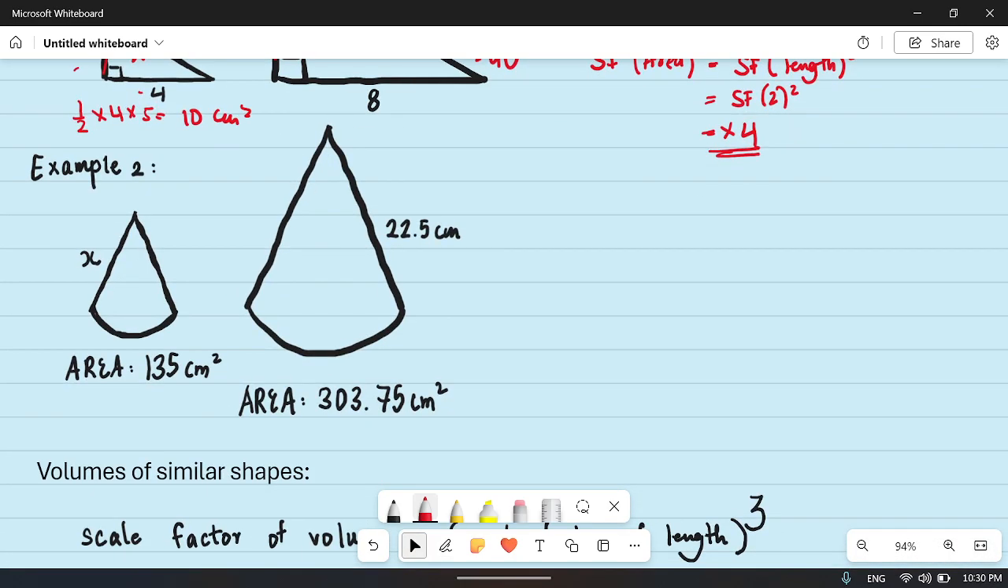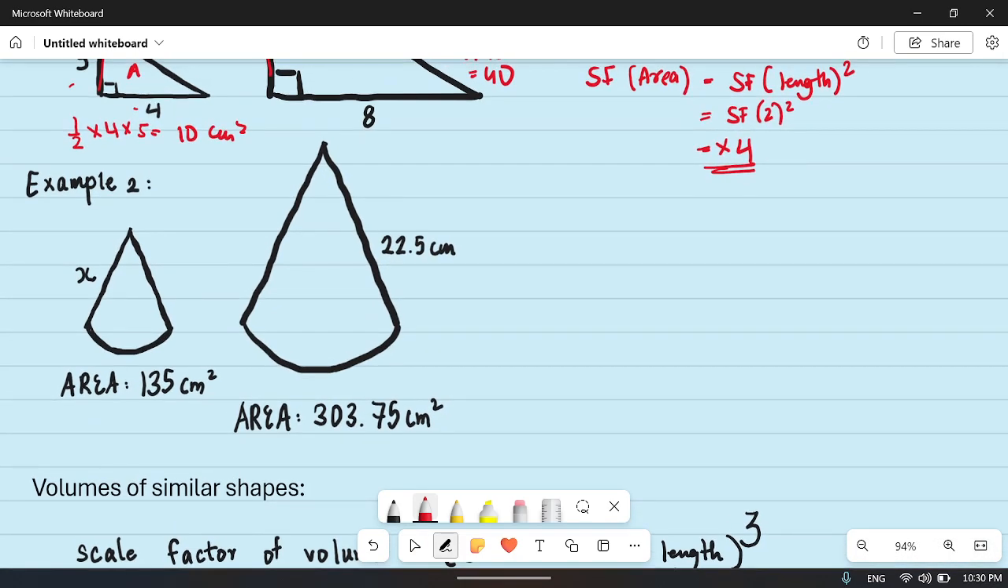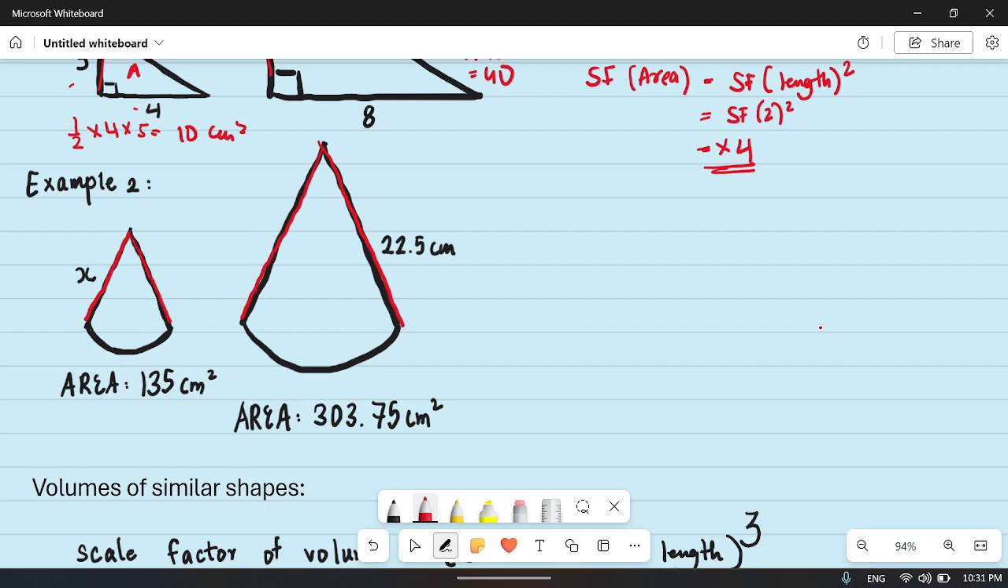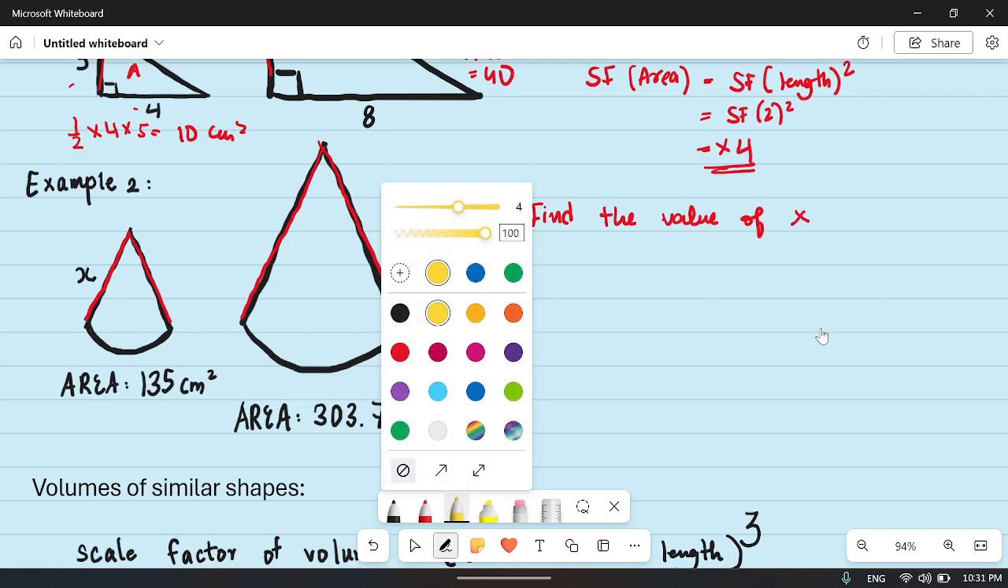Let's look at another example. Example 2. We have a side x and another side 22.5. These two sides correspond, and we have been given the areas. Now we are supposed to find the value of x. So what are we going to do? How are we going to go about it?